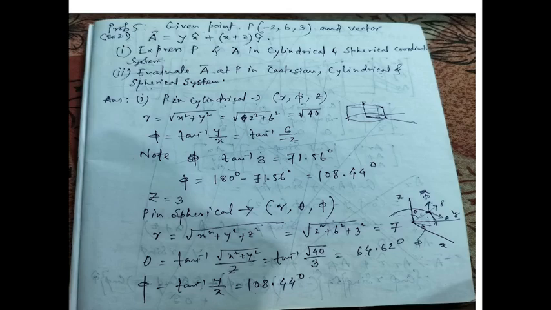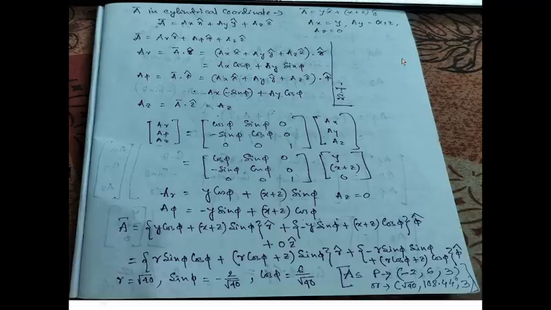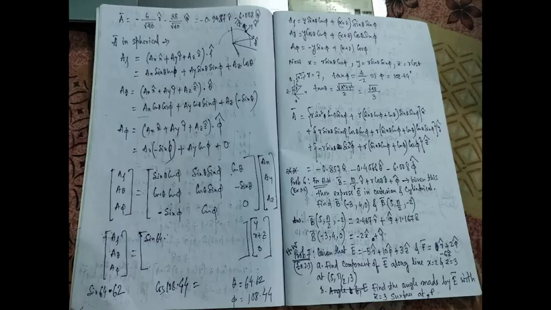In the second part, we have to convert vector A into spherical coordinate system. For that, here we start the solution. We represent the vector A in spherical coordinate system in terms of A suffix rho, A suffix theta, A suffix phi, where A suffix rho is the coefficient of A along rho hat direction.